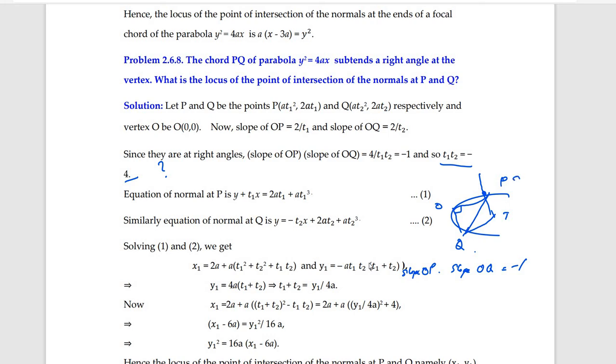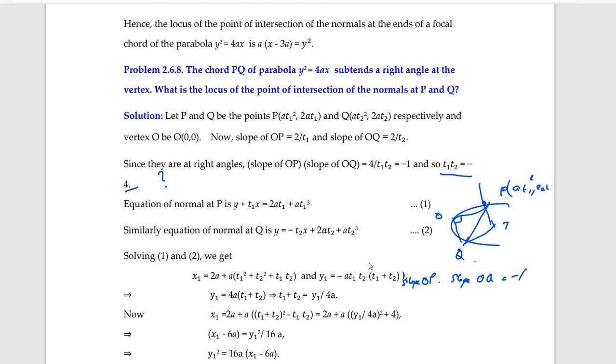Now how to get the slope of OP? The point P is (a t1 square, 2a t1). So the difference between y coordinates is 2a t1 minus 0, divided by a t1 square minus 0. You can cancel a and one t1, so the slope is 2 by t1. In the same way, the slope of OQ is 2 by t2. But what is known about them? 2 by t1 into 2 by t2 should be equal to minus 1. This in turn gives t1 t2 is equal to minus 4.